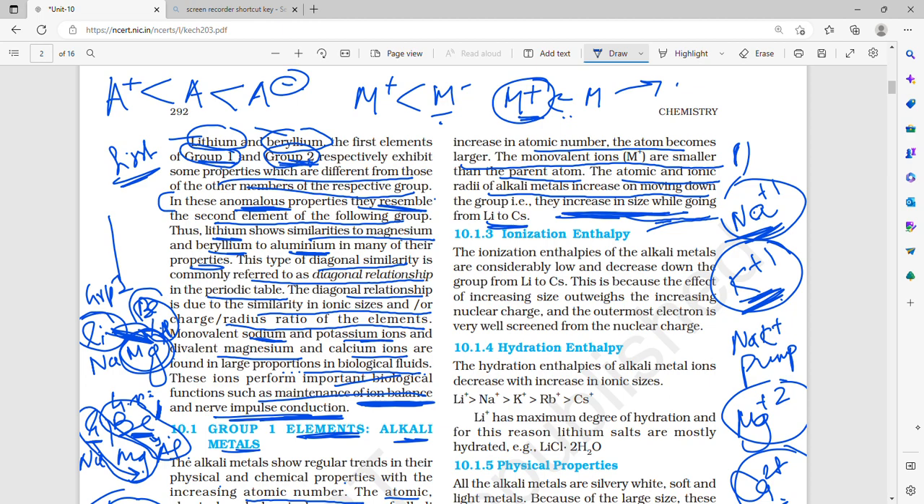Ionization enthalpy. The ionization enthalpy of alkali metals is considerably low and decreases down the group from lithium to cesium. Like I said, if you have one electron and you lose this one electron, then you will gain a noble gas configuration. तो इतना energy क्यों डालना है इसको ये करने के लिए?